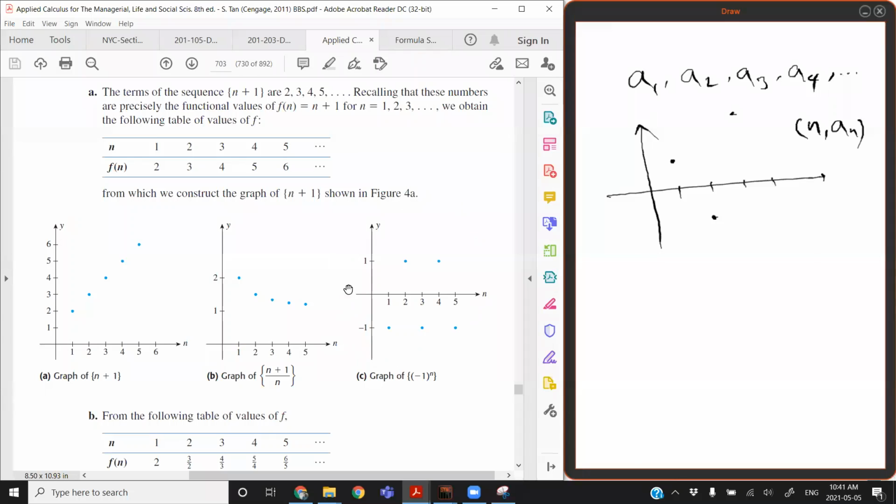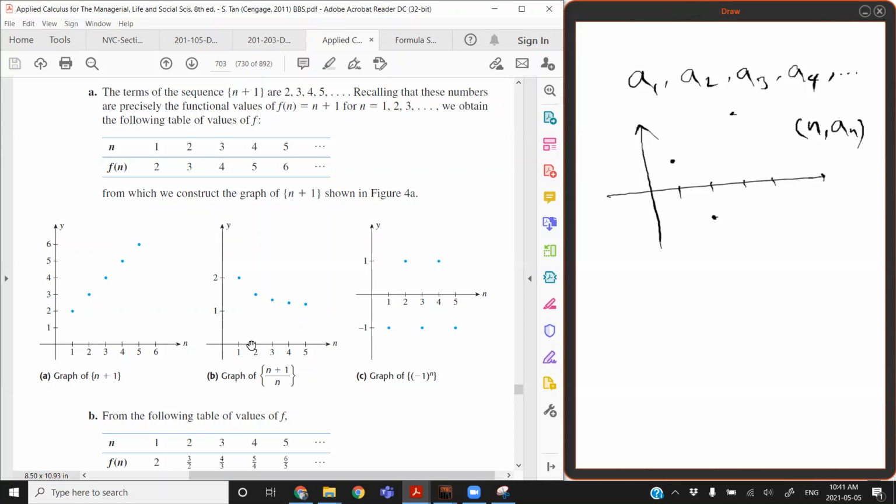Or if you look at this one here, what happens as n approaches infinity? The values of the sequence just alternate between negative 1 and 1. That means they will never approach a certain number. So in this case also, the limit of the sequence does not exist, and you can say that the sequence diverges.